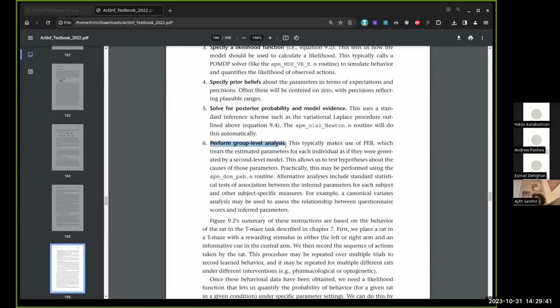Then you can do the group level analysis. We can look at SPM, DCM, the dynamic causal modeling. So that's one approach that's discussed more in SPM. Or you can basically use any statistical method, canonical variates analysis, CVA, similar to the independent contrasts, ICA, or principal components analysis, PCA, or just ANOVA, any number of statistical analyses.